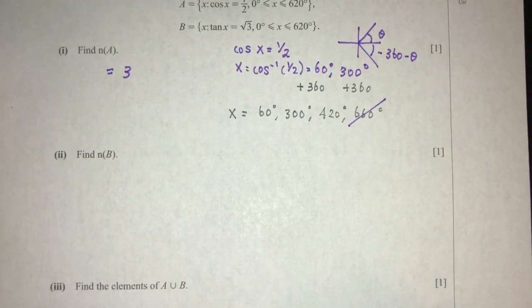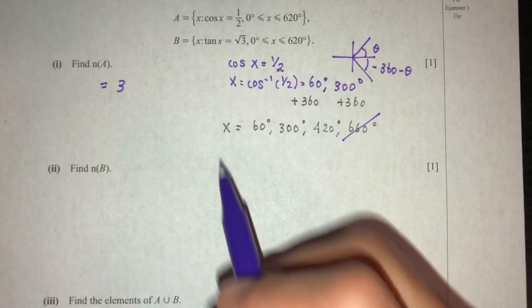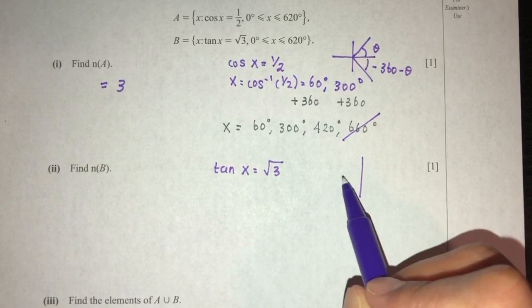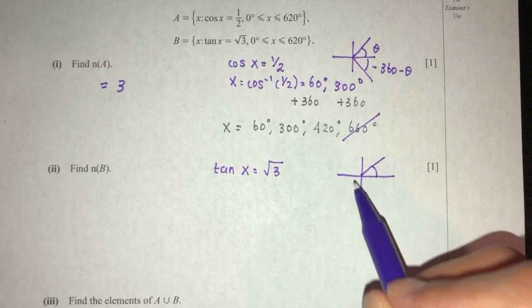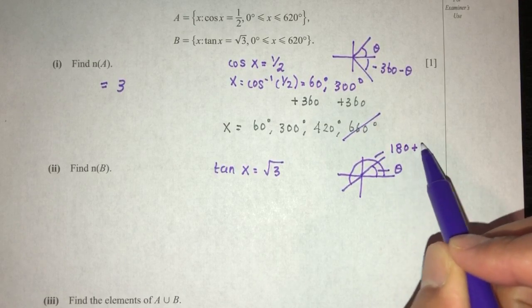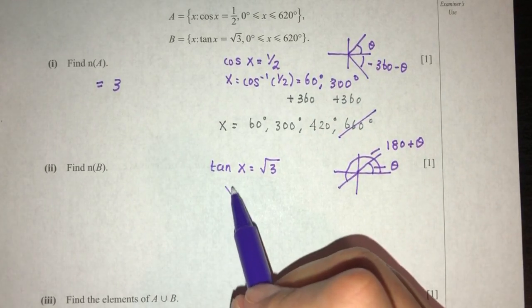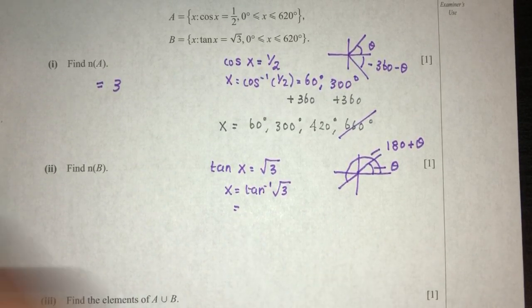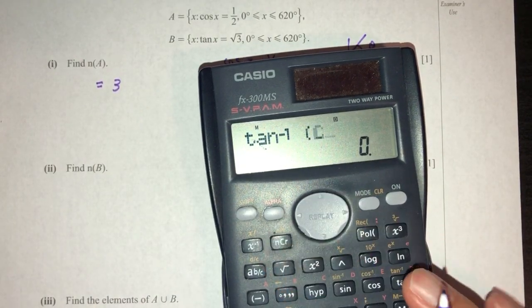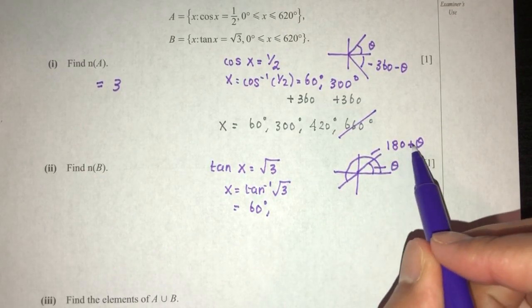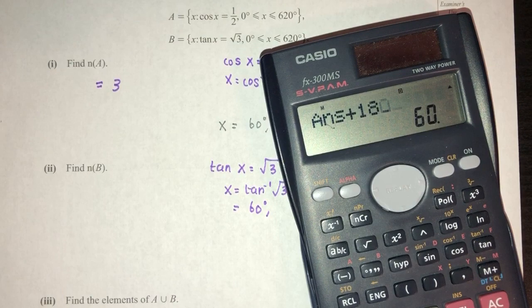Now for part 2, we have to find the number of values in B. Same steps. Let's first find the values in the set B. So we have tan x equal to root 3. When tan is positive, it will be in the first quadrant and also in the third quadrant. That will be the angle, and that will be 180 plus the angle. So x will be tan inverse of root 3, that will be 60, but also 180 plus 60, that is 240.